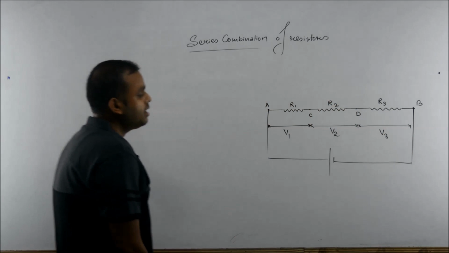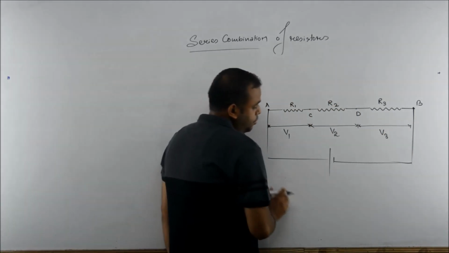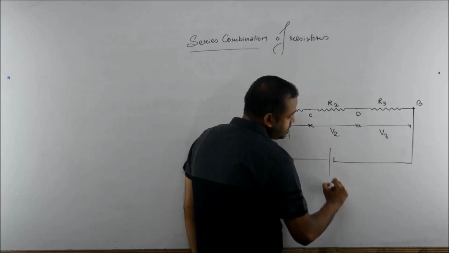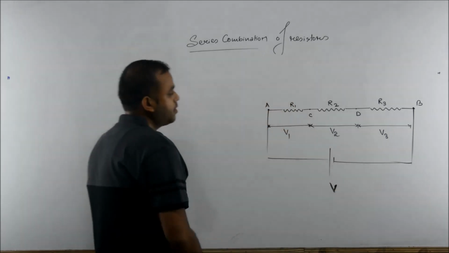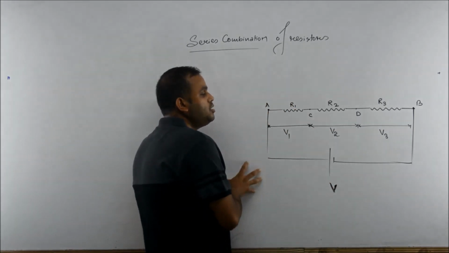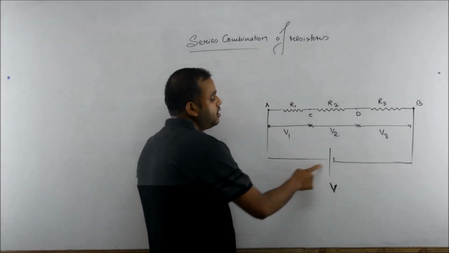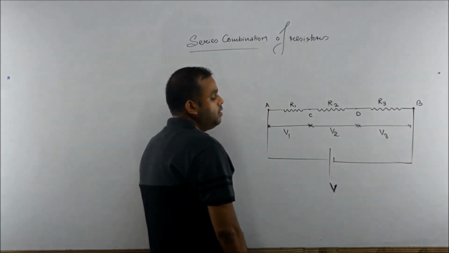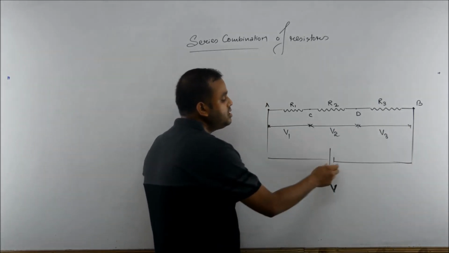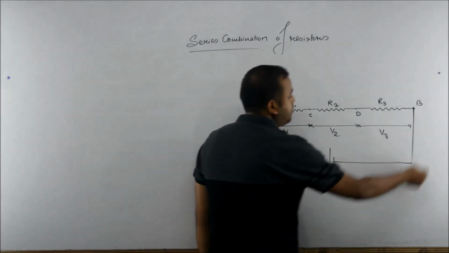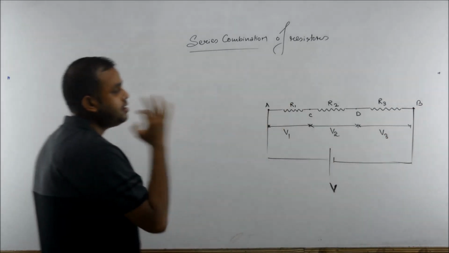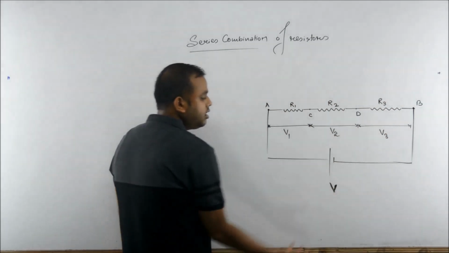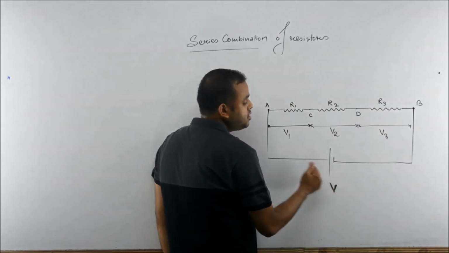Clear? And suppose this cell has a potential difference of V. So if I ask you what are the endpoints of this cell, clearly you can see one is A, another is B. That means if I ask you what is the potential difference between A and B, clearly you can see it's V. What is V? V is the potential difference between this and this.